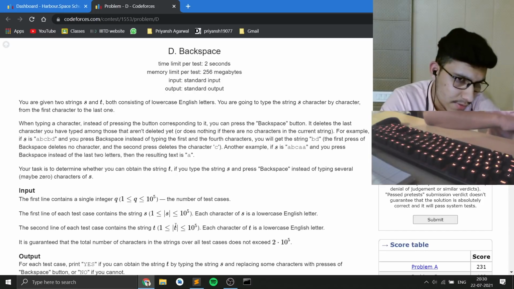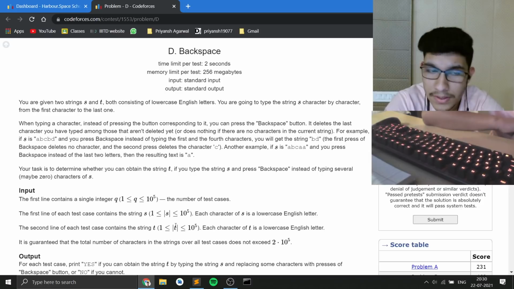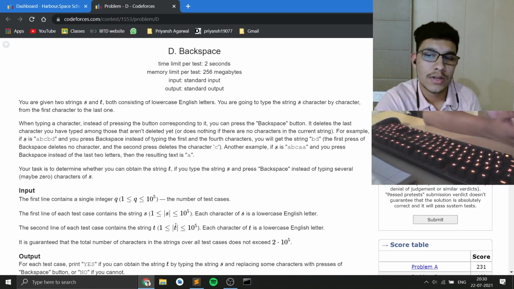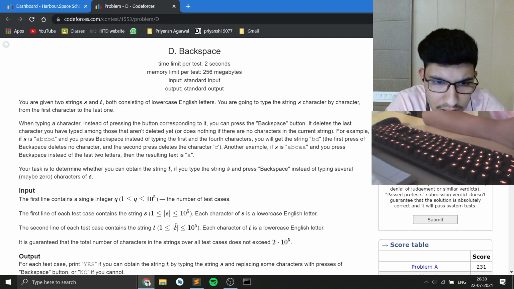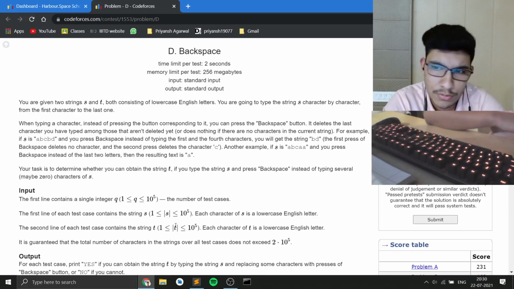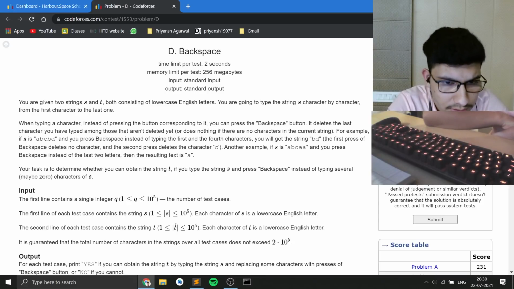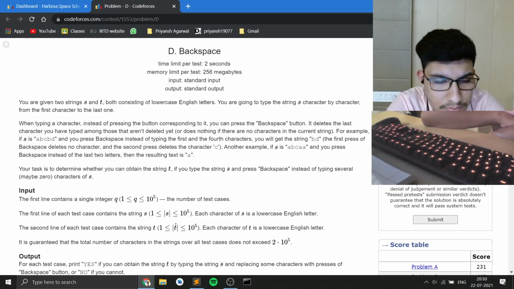Okay, if I press backspace, then I don't get an A here. Then I press B, C, B, and if I press a backspace again, then B also gets removed. And you press backspace instead of the last two characters. So I have A, B, C, and then BC will be removed because of two backspaces. Your task is to determine whether you can obtain the string T if you type the string S and press backspace instead of typing several.